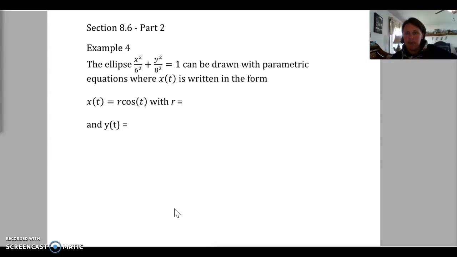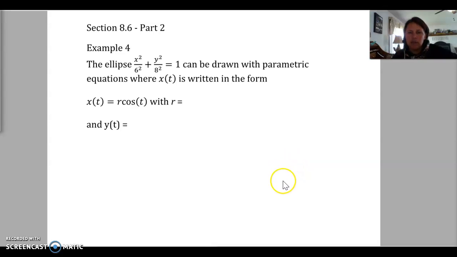Number 3, I'm going to go back to in just a minute, but I wanted to start off with this example number 4 because I think I can explain how we write equations of an ellipse in parametric form easier starting with example number 4 than with example number 3. Okay, so we really haven't worked on this in this class.